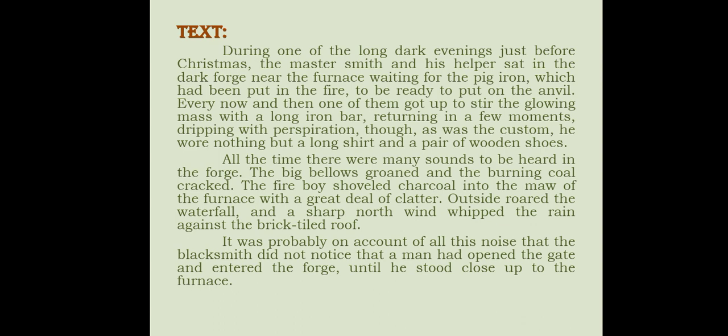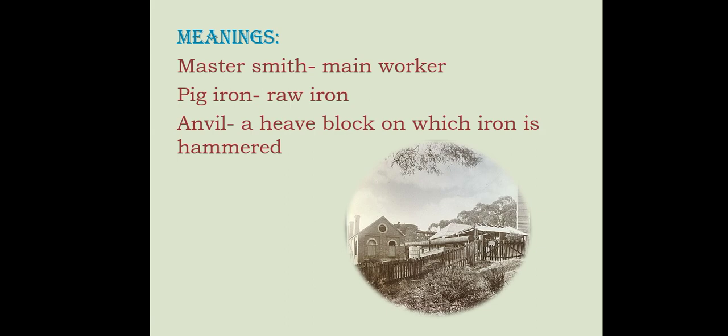Many types of sounds were coming from the forge section of the plant. The big airbags were making sound as if they were suffering pain. The burning of coal made a sound of cracking. The fireboy was throwing coal in the furnace using a shovel. It produced the sound of a clatter. Outside the furnace, a waterfall was making a huge sound. Wind coming from the north was throwing water in the form of raindrops on the roof, which was tiled with bricks. Probably because of so many noises, the master smith did not know that a person had opened the gate. That person had entered the forge and was standing very near to the furnace. Then the blacksmith saw him. That man was the rattrap maker.